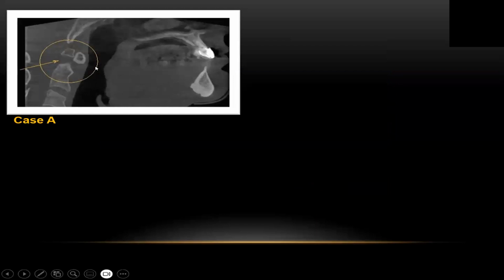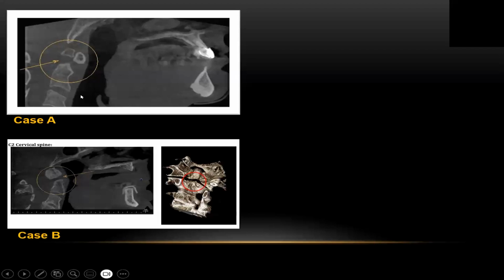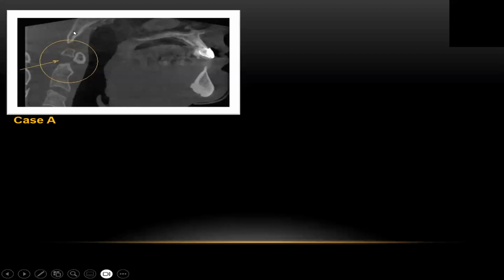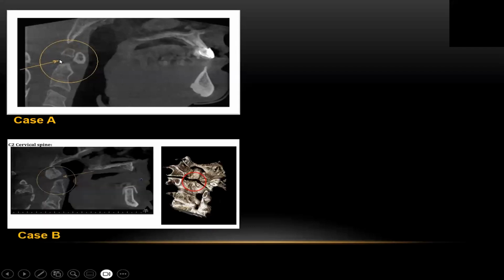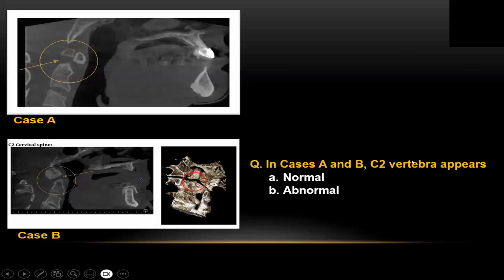So here we have a scan. You can see the airway looks really good, but right behind the airway, this is the clivus or base of the skull. This will be C1. This is C2. And there is something different about C2 than the previous examples that I have shown you today. Another example, this is case B, which looks similar to case A, but in cases A and B, does the C2 vertebra appear normal or abnormal?